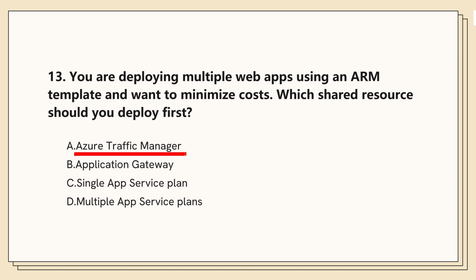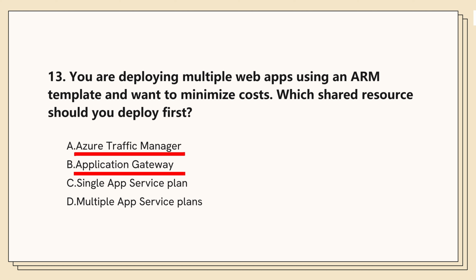Used for routing traffic across different regions or endpoints, but doesn't consolidate app hosting resources, so it doesn't reduce hosting costs. Primarily used for load balancing and web application firewall functions, it doesn't offer shared hosting resources for multiple web apps.